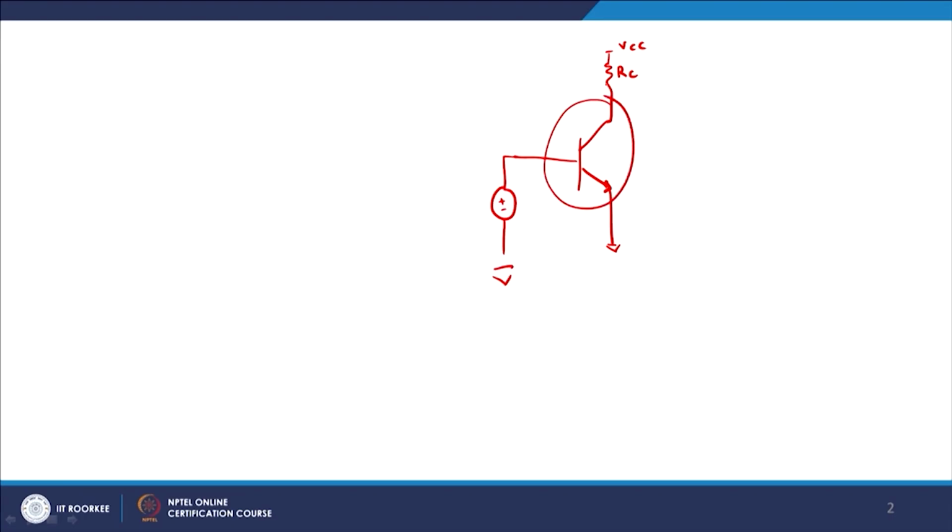In a common emitter mode configuration BJT, you have RC here, you have VCC, and then there will be a bias given here. This bias will bias the device at a particular appropriate Q point. Let us see how we do that.